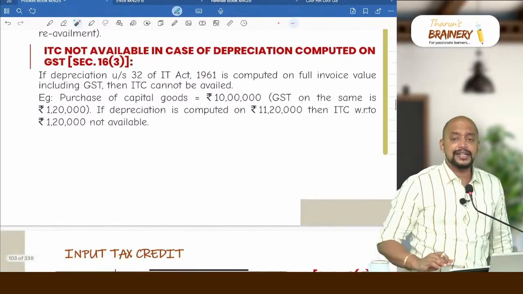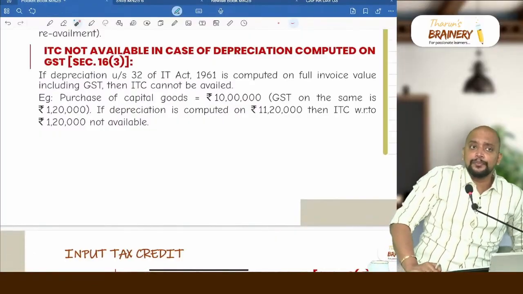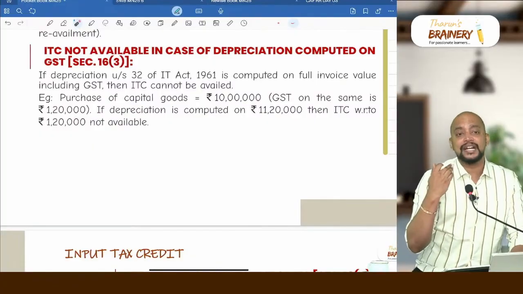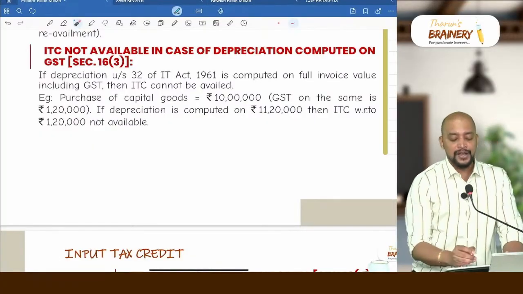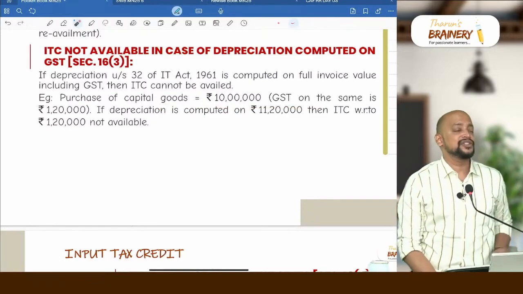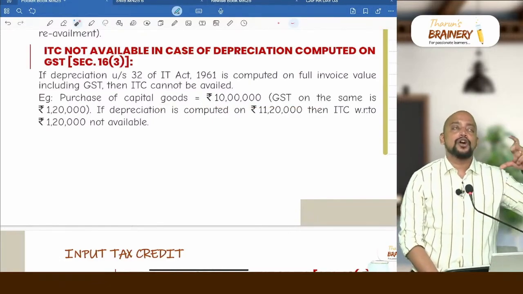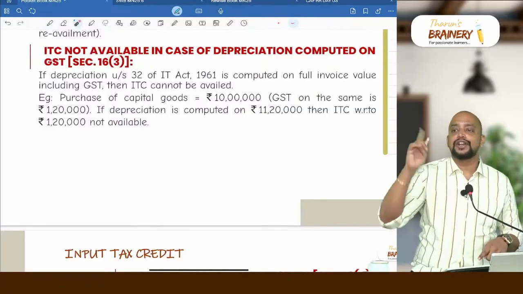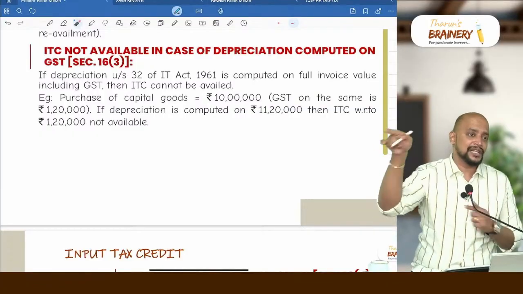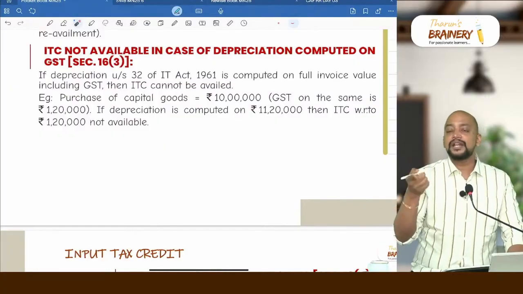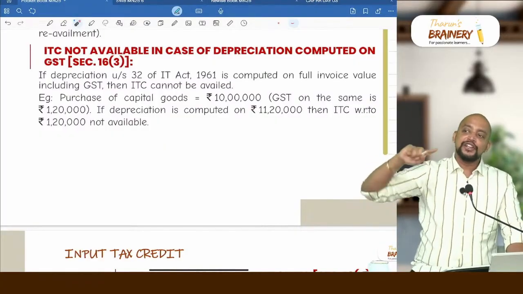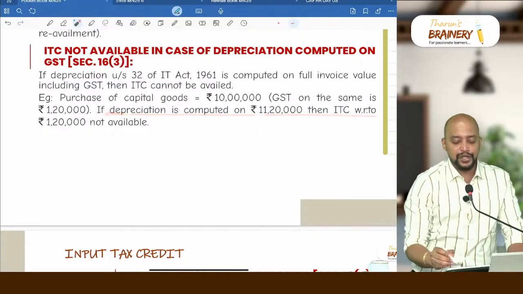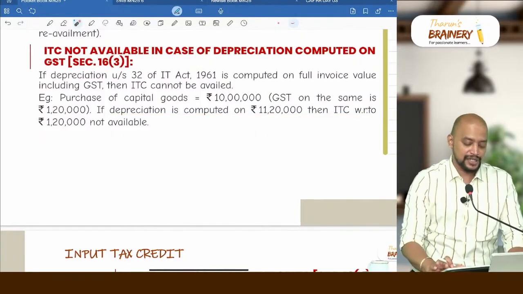Then next, Section 16(3): while computing the depreciation under Section 32 using the block of assets method, when we add the asset, we should not add the asset along with the GST component. For example, we purchase capital goods for 10 lakhs and GST will be 1,20,000. So in the block of assets, how much should be taken? 11,20,000 or 10 lakhs? 10 lakhs. If you take 10 lakhs, then the 1,20,000 you can take as ITC. If you take 11,20,000, then ITC is not available. A similar point is there in Section 32 also, which says that if you avail ITC, you should not add 11,20,000 in the block. So if depreciation is computed on 11,20,000, then ITC of 1,20,000 is not available.